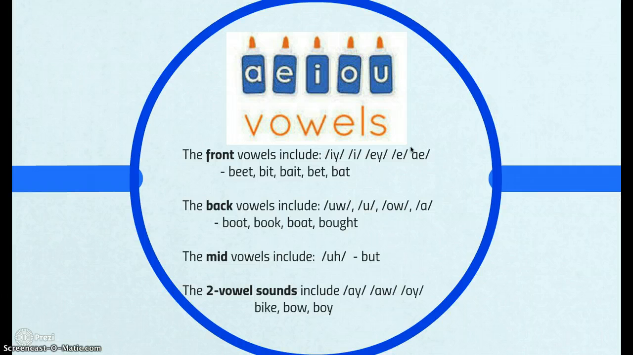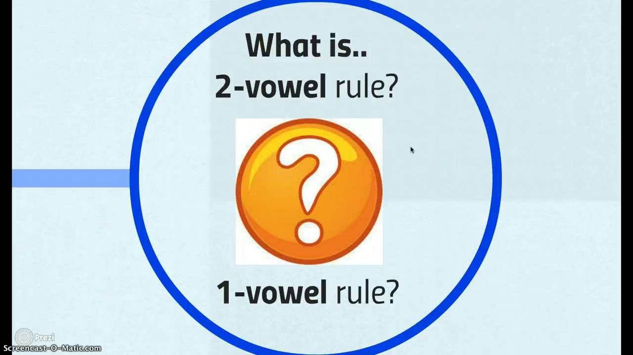Then we have some vowels that actually have 2 sounds in them, like I, bike, O, bow, and oi, like boy. And we talked about these 2 vowel and 1 vowel rules. Do you remember what those are? If a 1-syllable word or part of a word has 2 vowels in it, like rule, then you look at the first one and you give it its alphabet sound. Oo, so U. U is the alphabet letter of the U, so rule.